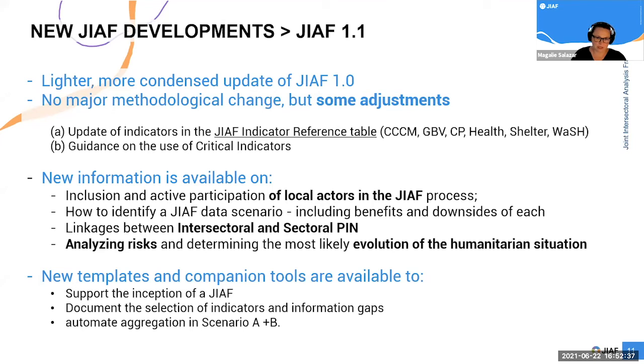There's also new information available on the inclusion and participation of local actors in the GIF process. More information on how to identify a GIF data scenario, how to better link intersectoral and sectoral PIN, which I think is something that you might be interested to discuss a little bit later in the breakout group. And finally, the guidance on analyzing risks and determining the most likely evolution of a humanitarian situation was released. And so that's fully included into the GIF guidance.